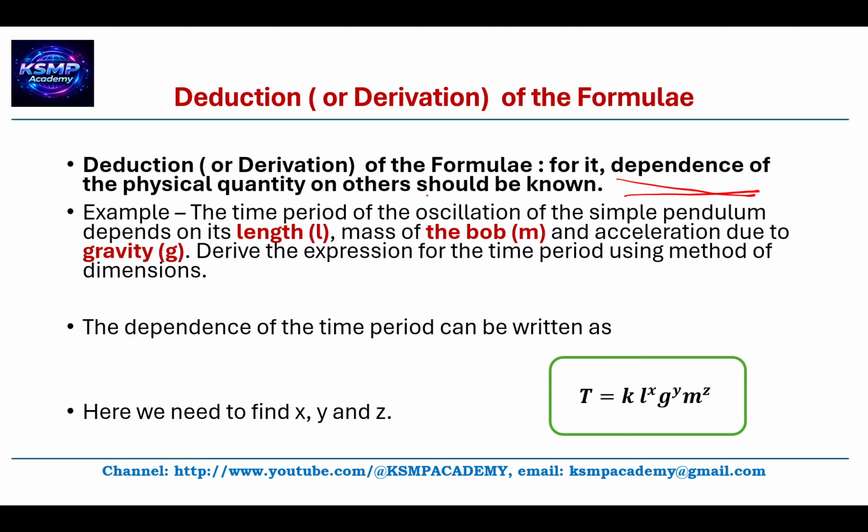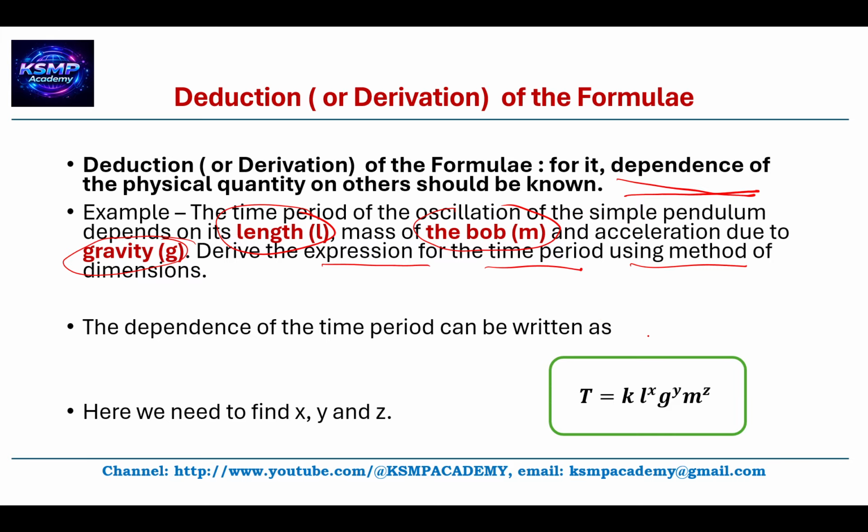What you are looking at is an example of a simple pendulum. The time period of the simple pendulum depends on length L, mass of the bob m, and acceleration due to gravity g. With this knowledge we have to derive the expression for the time period using the method of dimensions. Remember, if the question says you have to use the method of dimensions, then we are going to use this method.